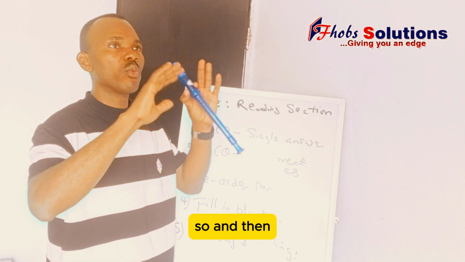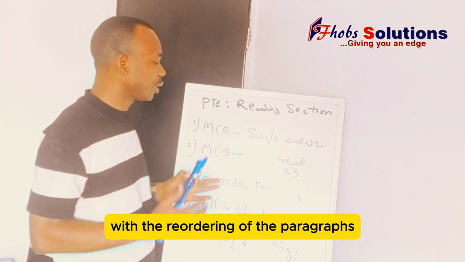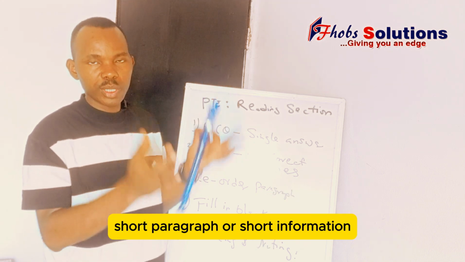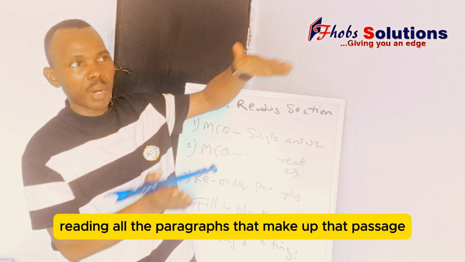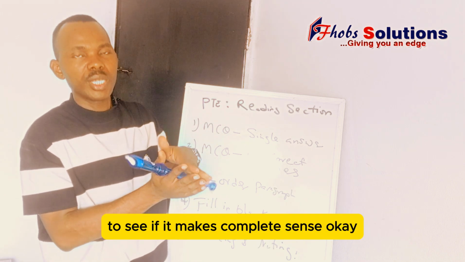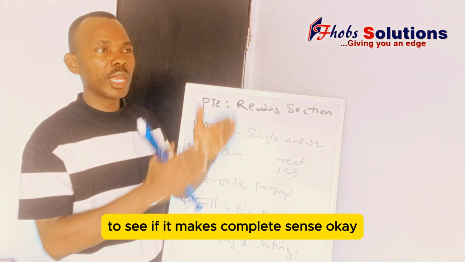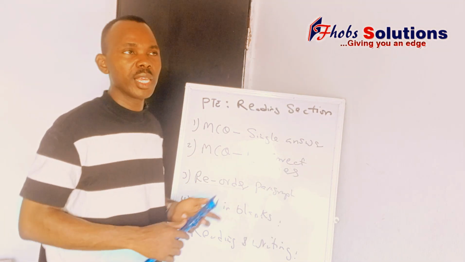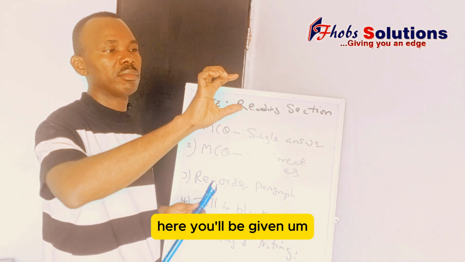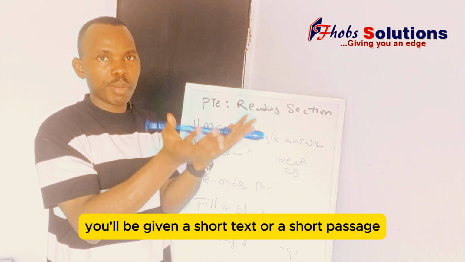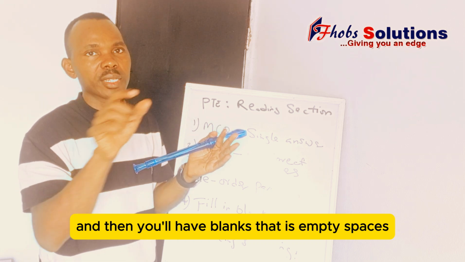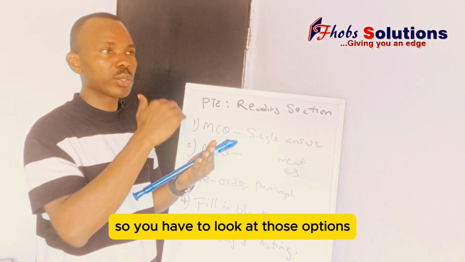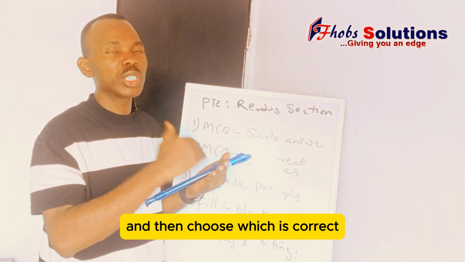When you are done completely with the reordering of the paragraphs, try to read the entire short text, that is, all the paragraphs that make up that passage, to see if it makes complete sense in a progressive manner. After the reorder paragraphs, then you have the fill in the blanks. Here you'll be given a short text or a short passage, and then they'll have blanks, that is empty spaces. Each of them will have a box of text attached to them. So you have to look at those options and then choose which is correct.